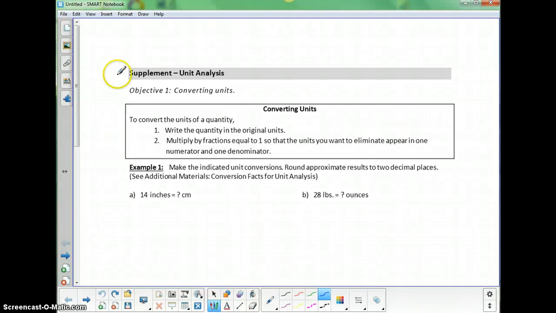The Chapter 2 supplement is on unit analysis. This is also one of the topics for the first project. The first objective is converting units, and to do this I want to look at the conversion facts for unit analysis. This is in the back of your course pack, or you may have it available to you online.